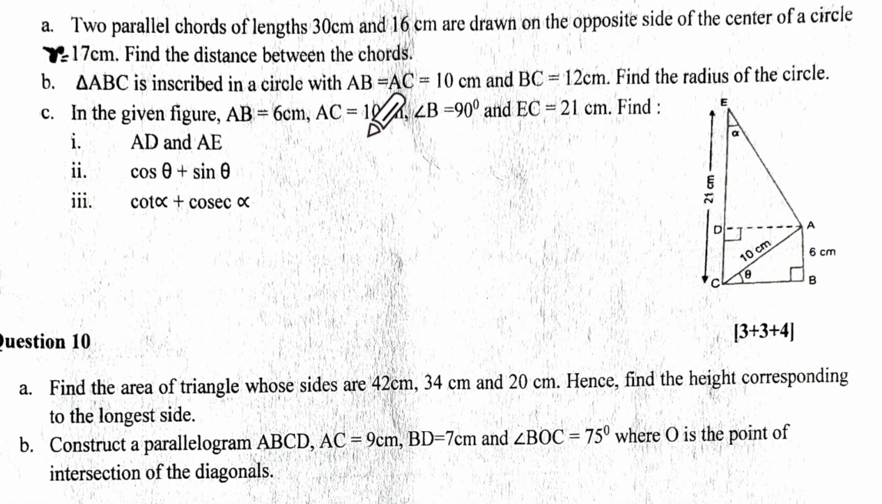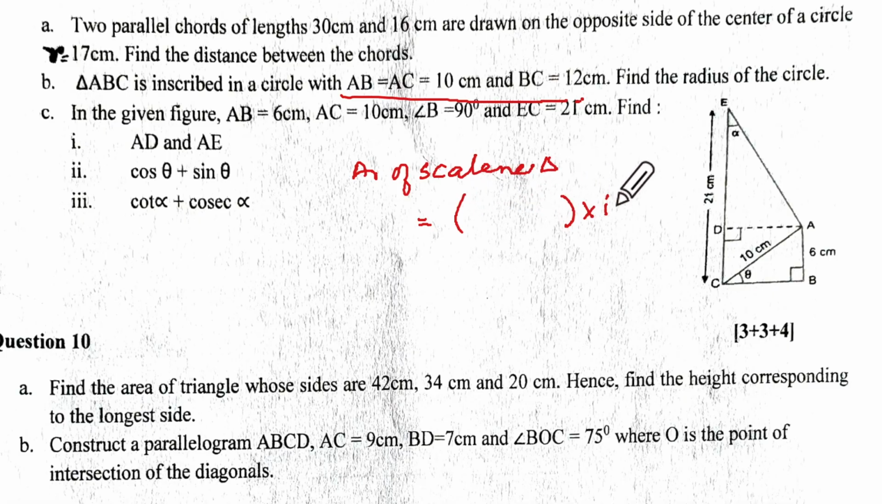I think you have the formula that the area of a scalene triangle is equal to the sum of all sides, that is the perimeter, multiplied by the inradius. Just check, I think this formula is there with you. So if there are three sides given, can you find the area?